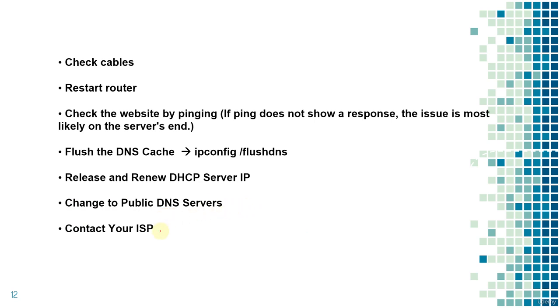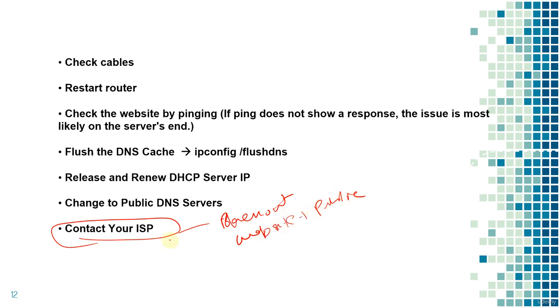The last thing is to contact your ISP. Most of the time the ISP also blacks out either the website, or the public IP address, or even your own IP address as well. So in case you have gone through all these options and nothing worked or no solution was found, you can contact your ISP.